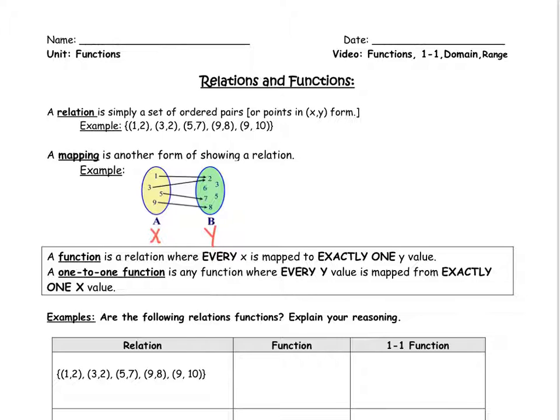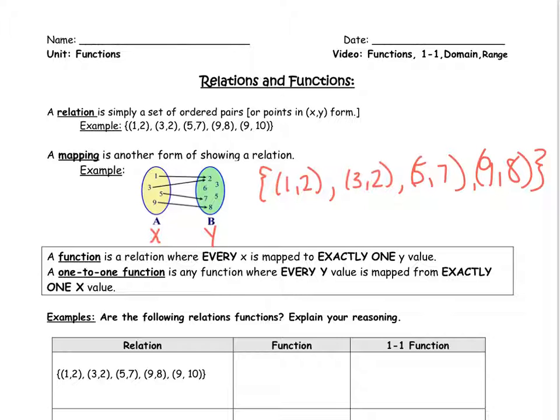So if we wanted to write this out as a relation, it would be the point 1, comma 2, comma, let's look at the next one, 3, comma 2. So that would be the next point. Then the next one would be 5, comma 7, and then 9, comma 8. So basically, this mapping here is just another way of showing this relation.